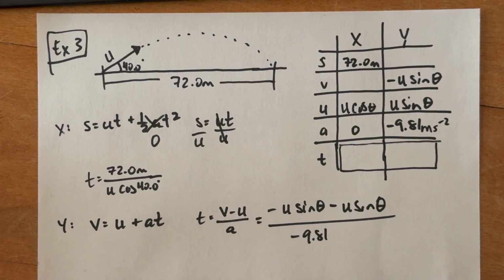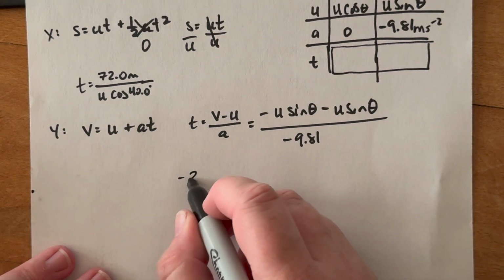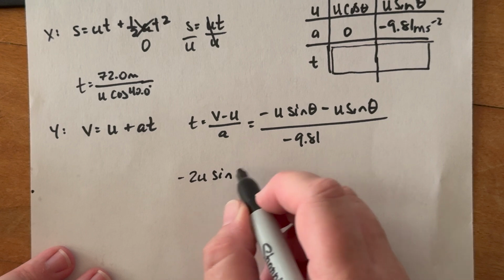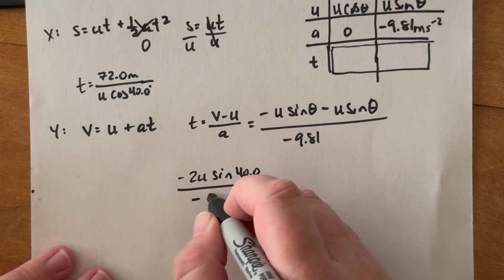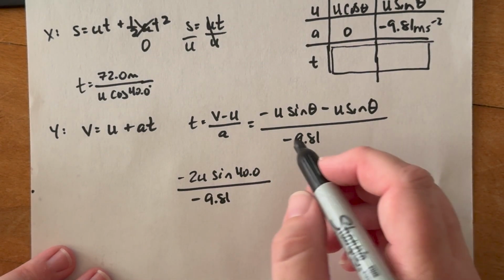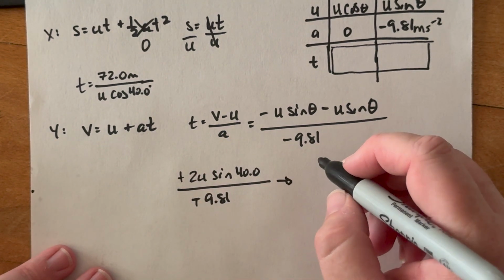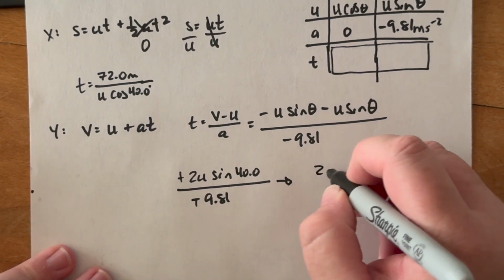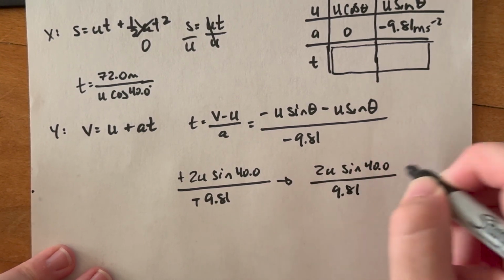Well, we can do something with this. We're taking negative u sine theta minus another u sine theta. So in this situation, we'll have negative 2u sine theta, and theta here is 40.0, divided by negative 9.81 meters per second squared. Our negatives will cancel out. So in the Y direction, when we solve for time, we have 2u times the sine of 40.0 divided by 9.81.